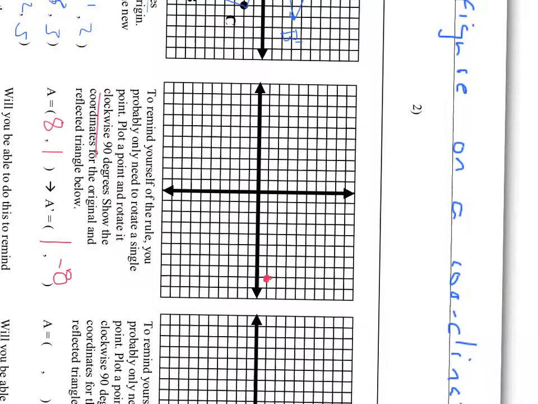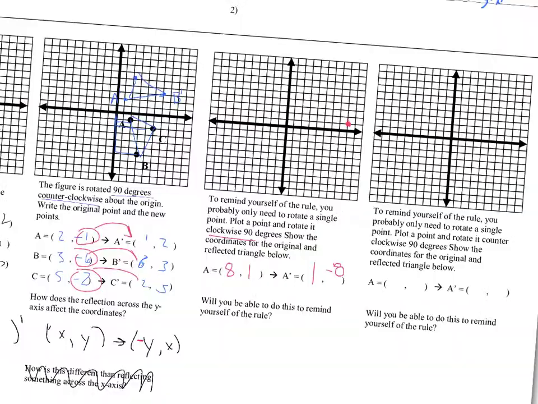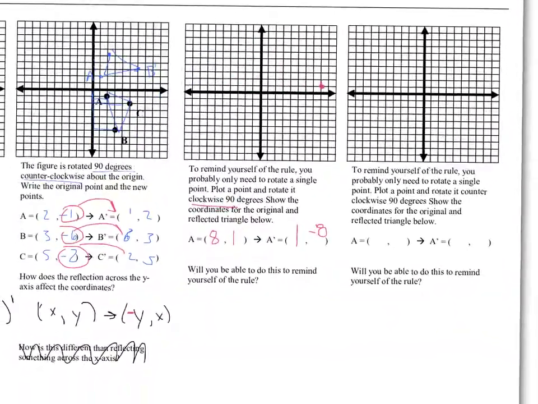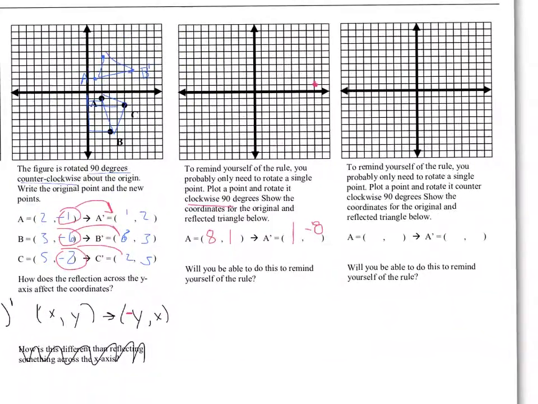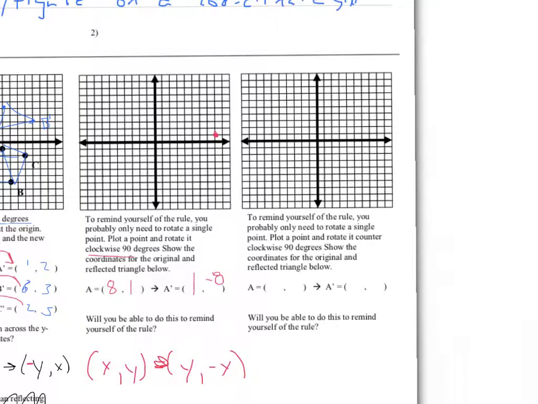And as I switch it back, that just quickly can remind me that, all right, my X and Y are switching, and as my X comes over here, it becomes negative. We can do the same thing with a counterclockwise rotation. You can see that only takes 15, 20, 30 seconds.